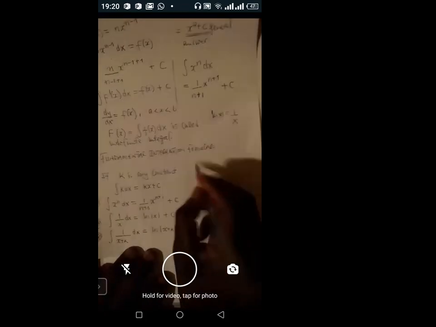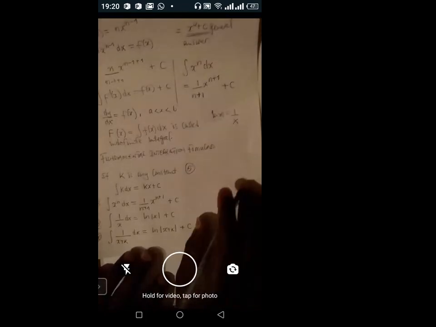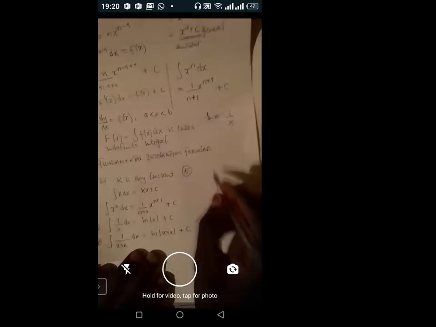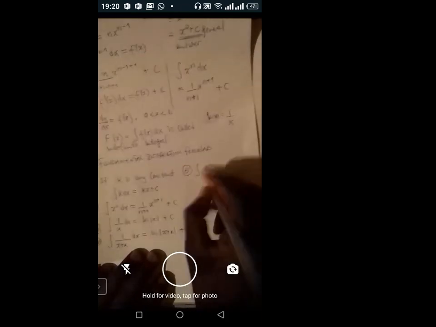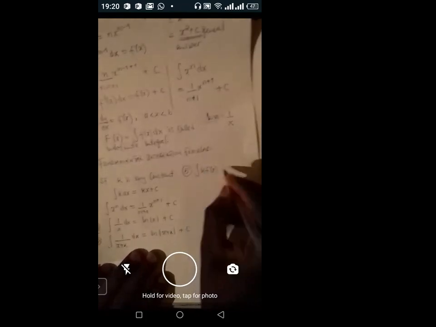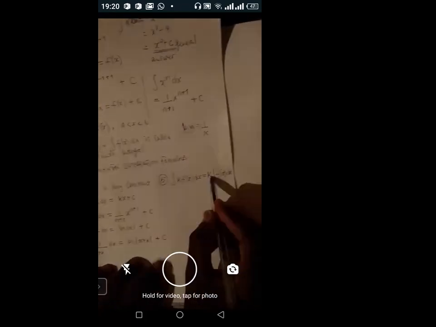Then we can have our fifth formula here. If we have the integral of k times f of x dx, then this is simply equal to k times the integral of f of x dx, where k is a constant.